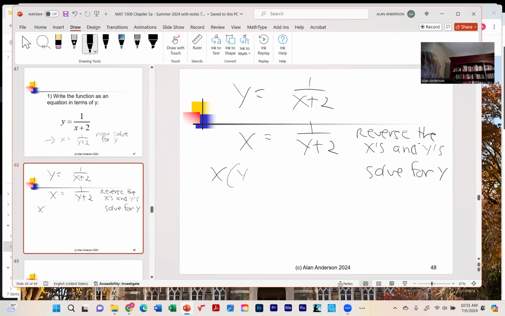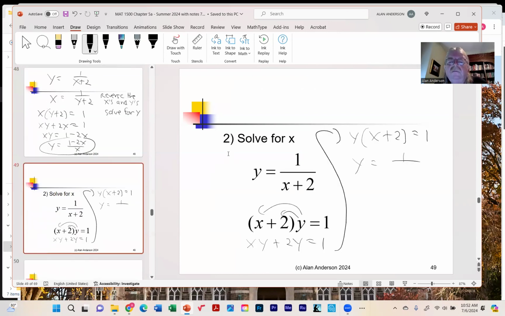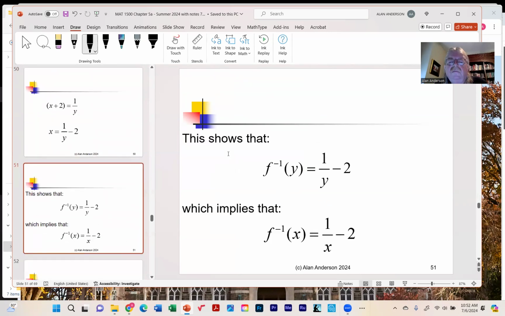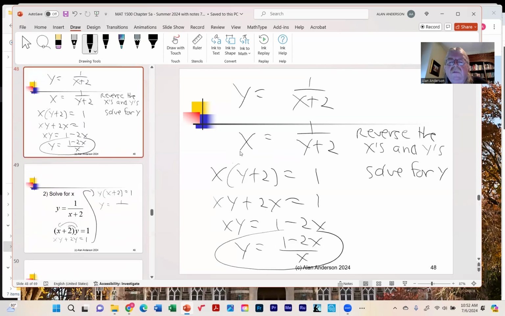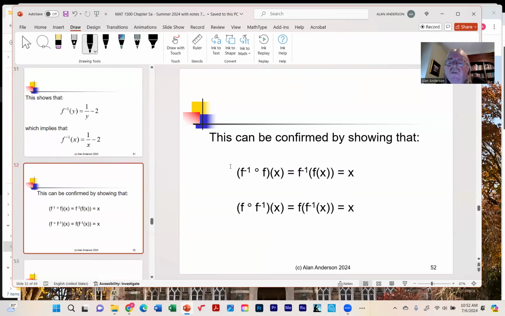So that means that x times y plus 2 equals 1. That means that xy plus 2x equals 1. xy equals 1 minus 2x. y equals 1 minus 2x over x. Okay, that's a lot more like it. And of course, if you want, you could rewrite this as 1 over x minus 2. And then you can confirm this.